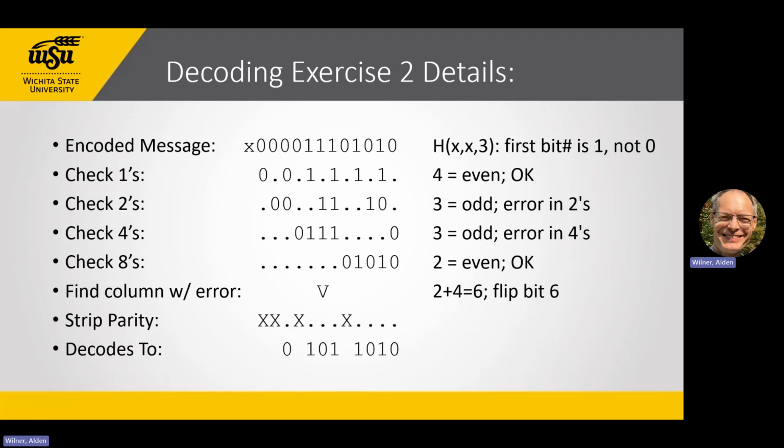So we need to flip that bit and then strip our parity. And the message that we decode out of that is 0, 1, 0, 1, 1, 0, 1, 0. Whereas if we didn't check our parity, we would have thought it was 1, 1, 1, 1, 0, 1, 0, right?